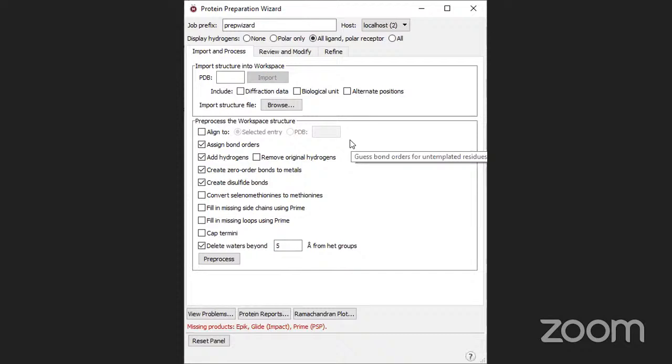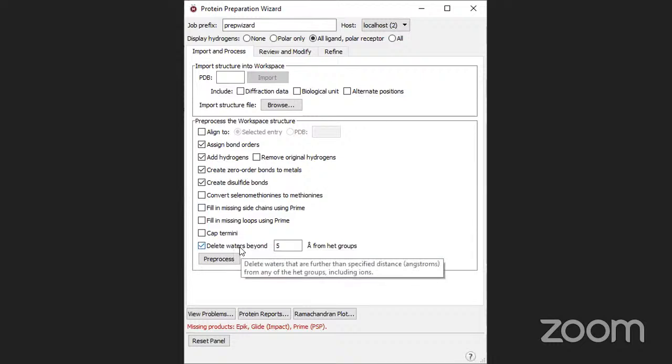We cannot completely rely on the protein which they have deposited. We need to correct it. That is the purpose. We need to fill the missing side chains as well as missing loops. An entire loop can be missing. At that time, we need to use this option, filling missing side chains, loops and amino acid residues. And cap termini and delete water beyond 5 angstroms. Generally, we always need to keep this option in mind.